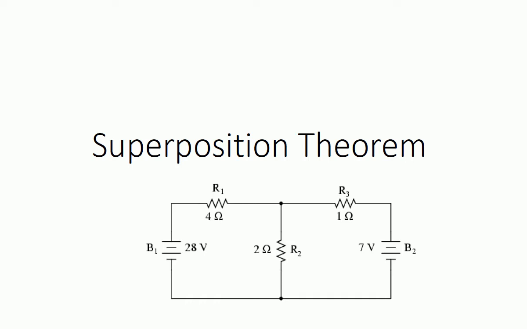Okay, just to remind you what this is all about, just follow the mouse. We've got two power supplies here, B1 in this instance and B2. One is 28 volts, one is 7 volts. We've got a 1 ohm resistor, which represents the internal resistance of the power supply on B2. That resistor is called R3. And then we've got a 4 ohm resistor, which is the internal resistance of the 28 volt power supply, labeled as B1, and that comes with 4 ohms.